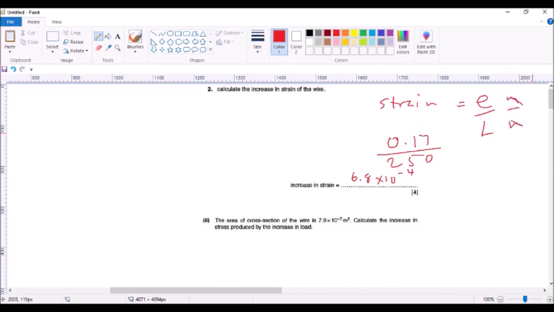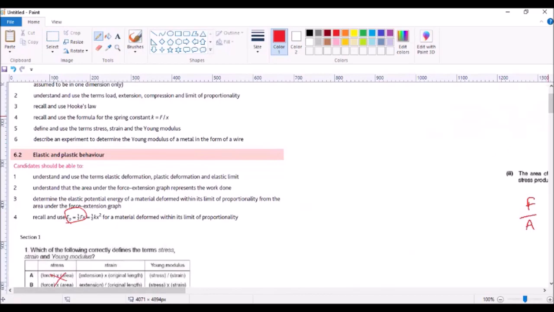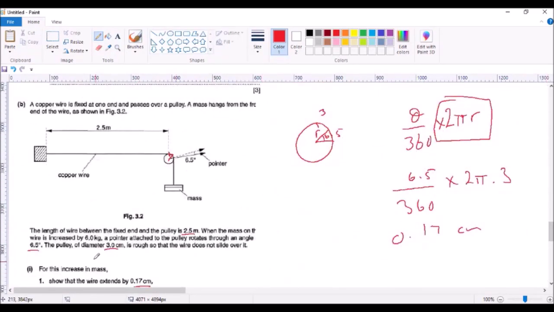So the cross-sectional area, where is that? Calculate the increase in stress. Stress equals force divided by area. So force is then 6 times 9.81. Okay, 6 kgs, 6 times 9.81.